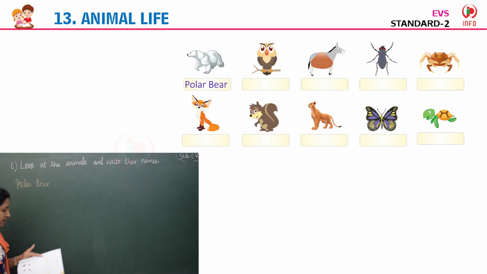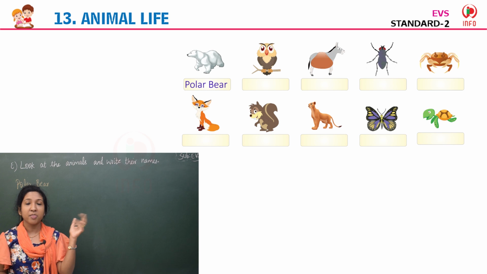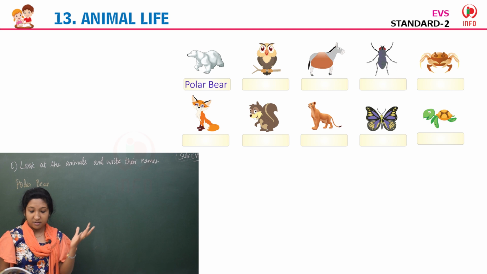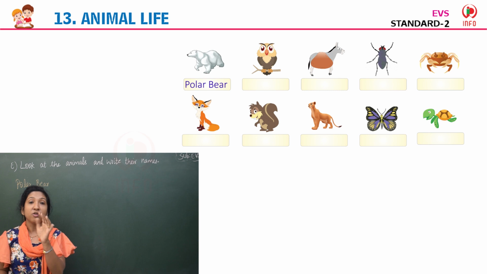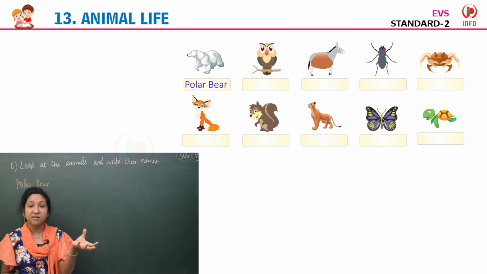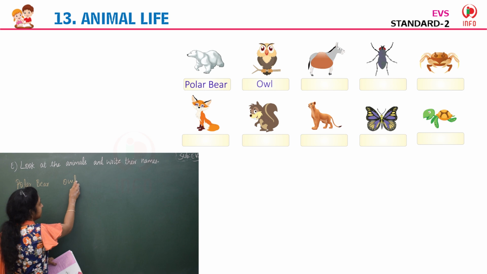Then what about the second image? Which animal can you see here? It's a bird. The bird that travels or comes out at night, most of the time, not in the daytime, mostly comes out at night. Yes, it's an owl. O-W-L, owl.